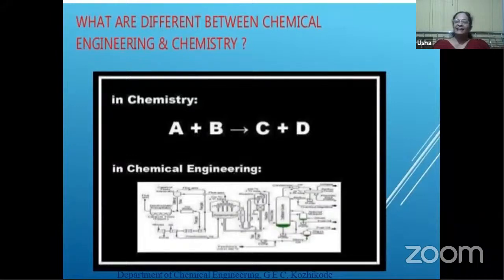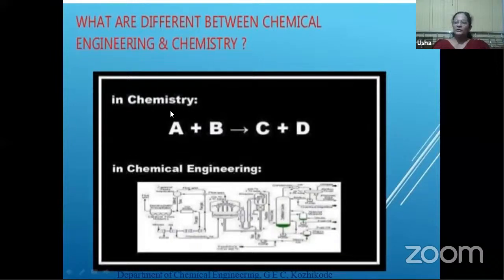As a chemical engineer, we are designing a plant for continuous operation. For that, many equipments are needed. These are some of the equipments we are showing: the reactor, distillation column, heat exchanger, and different types of columns. You design the column, then you produce the product on a large scale. Chemistry is on a small lab scale, while chemical engineering goes from the small scale to the large scale. That is the difference between chemistry and chemical engineering.